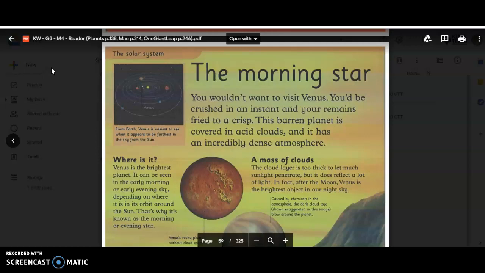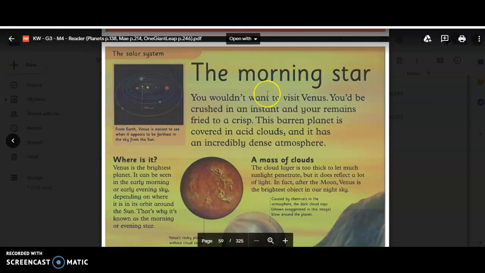I'm going to read page 58 and 59 out of the First Space Encyclopedia. Follow along with me, please. At the top right here, it says the solar system. That's telling us what this section is in. The morning star is the title of this particular section. The solar system is more like the chapter for that section.